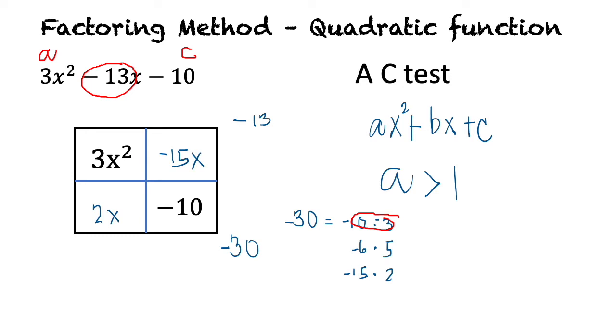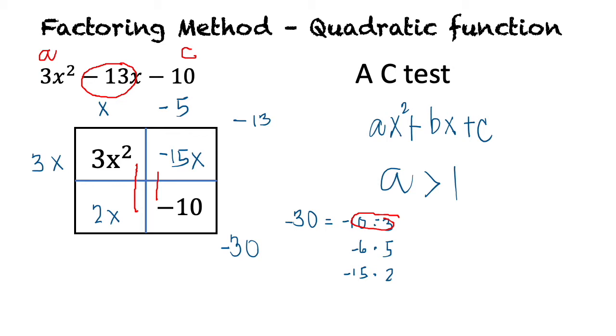Anyway, you can assign these anywhere on the boxes. So we have negative 15x and then 2x. And then from here, we will be getting the common factor from each of the boxes. Let's start, for example, with this side. 3x squared and 2x, the common factor is simply x. And on this side, negative 15x and negative 10, the common factor is simply negative 5. And this one, 3x squared and negative 15x, the common factor is 3x.